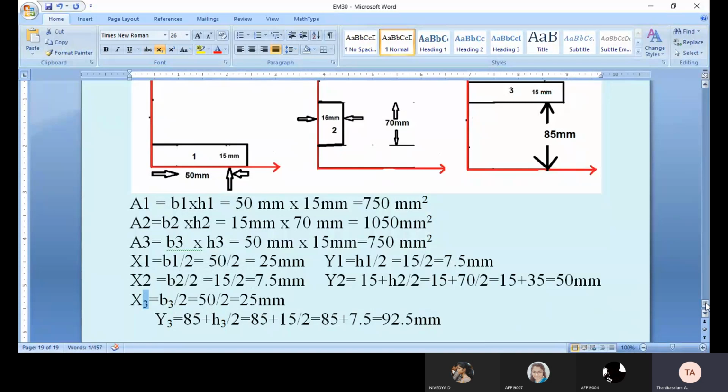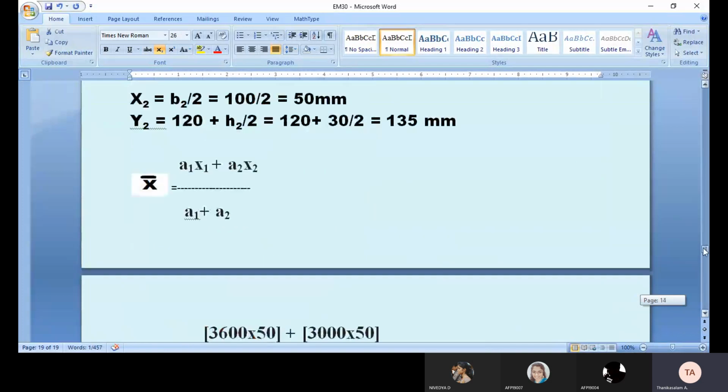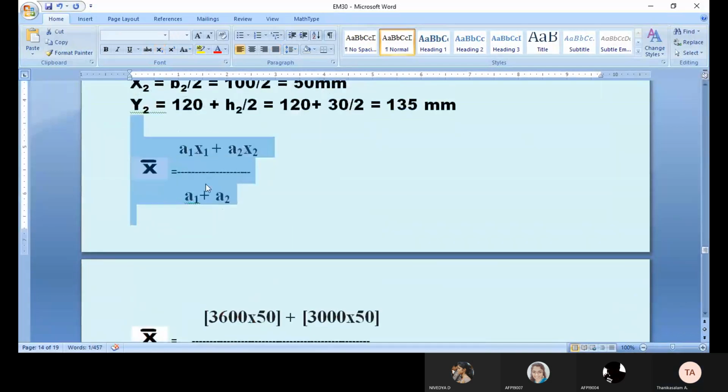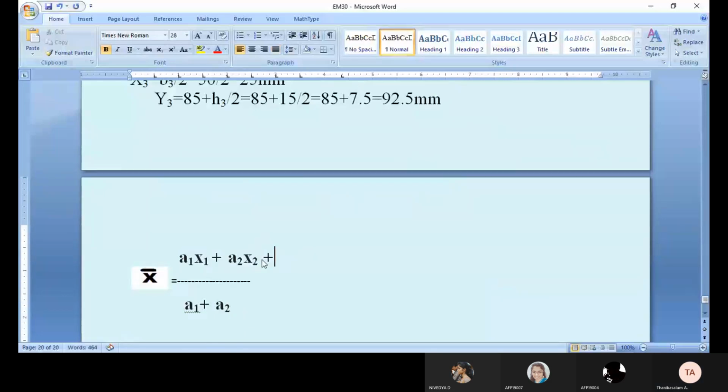Now applying the formula. What is the formula for x bar? x bar equal to A1 x1 plus A2 x2 plus A3 x3, divided by A1 plus A2 plus A3.